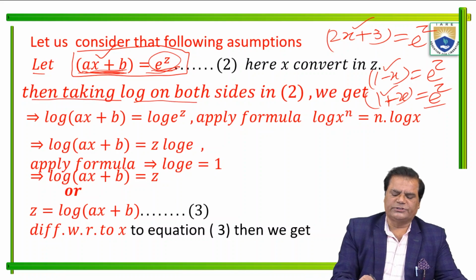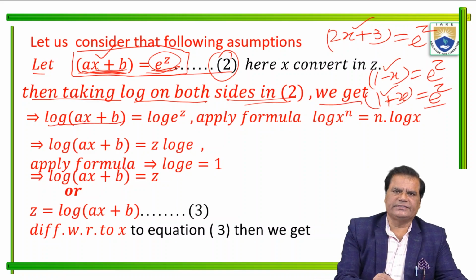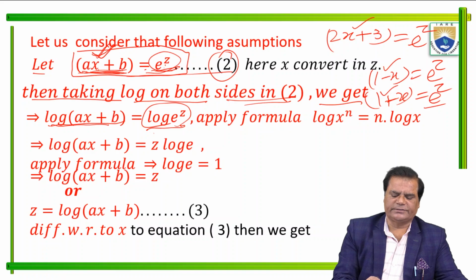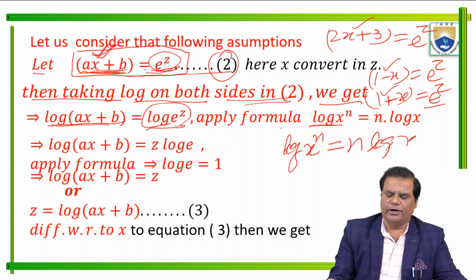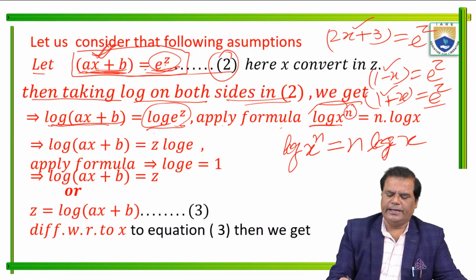Then taking log on both sides of this equation 2, we get log of ax plus b equal to log e to the power z. In equation 2 taking log on both sides, we apply the formula log x to the power n, which is n log x. N comes before log here. So the formula is n log x.